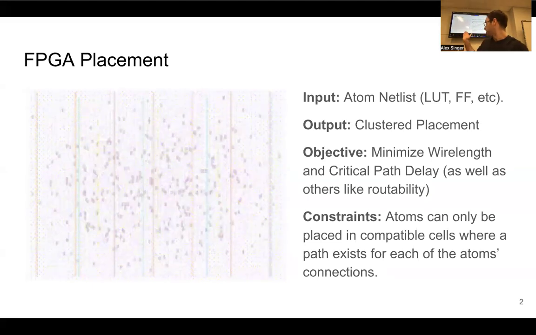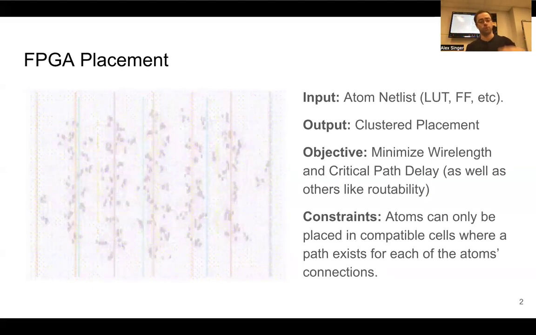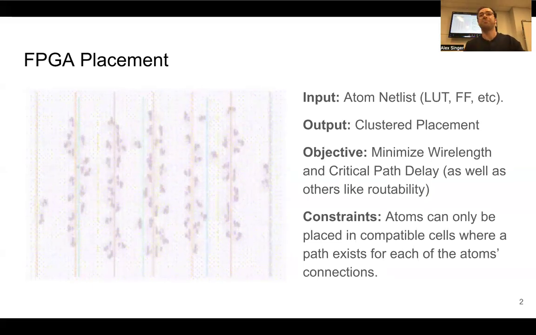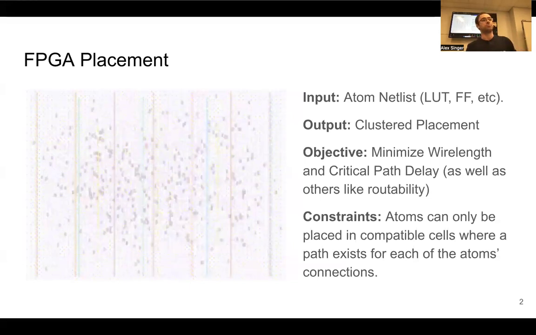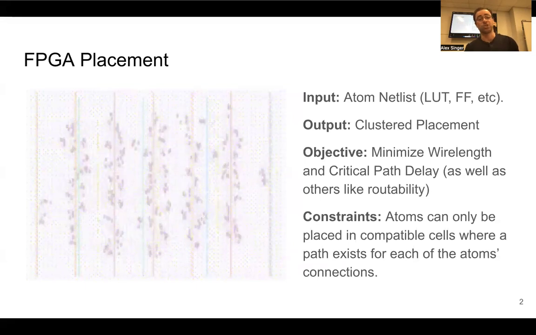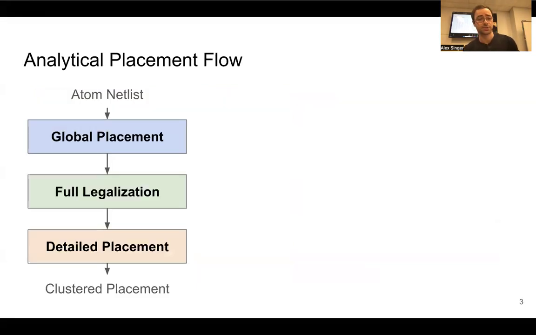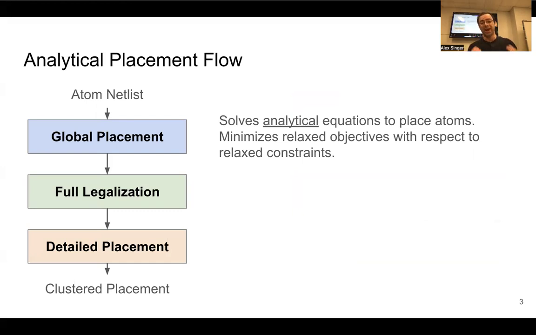What I'm showing here is simulated annealing, which is the way that VPR does it. But I want to show you another technique, which is becoming increasingly popular for FPGAs, and that's analytical placement techniques. A common analytical placement flow is made up of three phases: global placement, full legalization, and detailed placement. Global placement is where analytical placement gets its name. What we do is we relax our objective function and we relax our constraints and turn them into an analytical equation that we can solve.